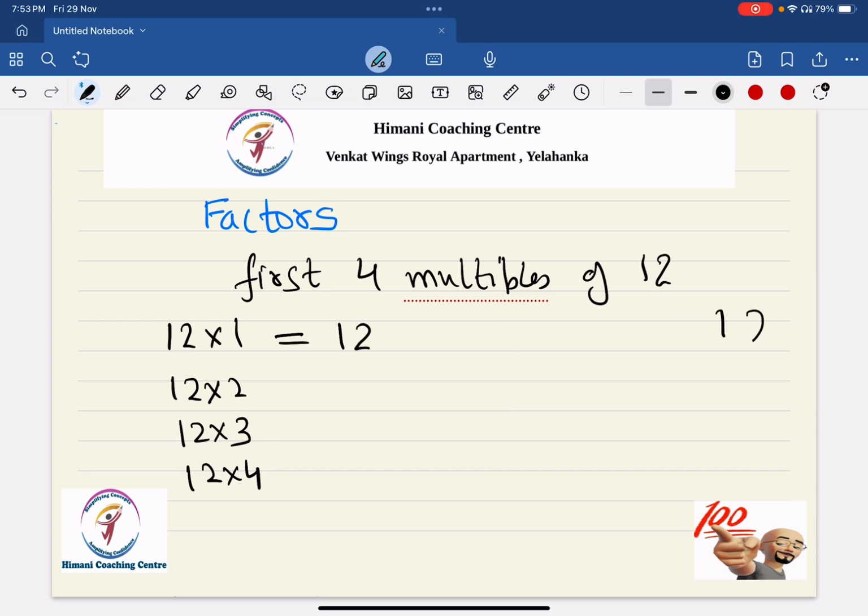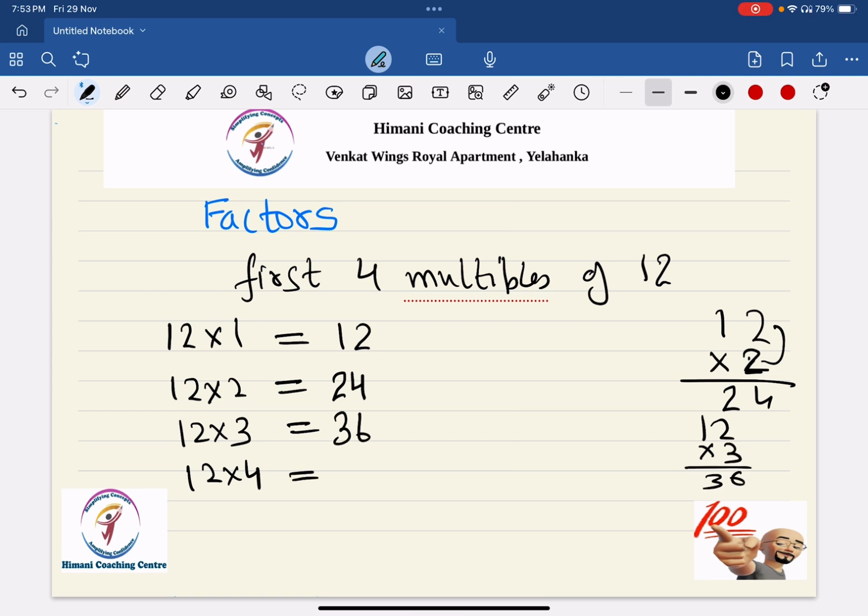Now for 12 times 2, maybe you will need to do multiplication. So let us do that. 12 into 2, so 2 times 2 is 4 and 2 ones are 2. So we get 24. 12 times 3, you just do that: 3 twos are 6 and write like this. Similarly, 12 times 4, if you do, it will be 48.